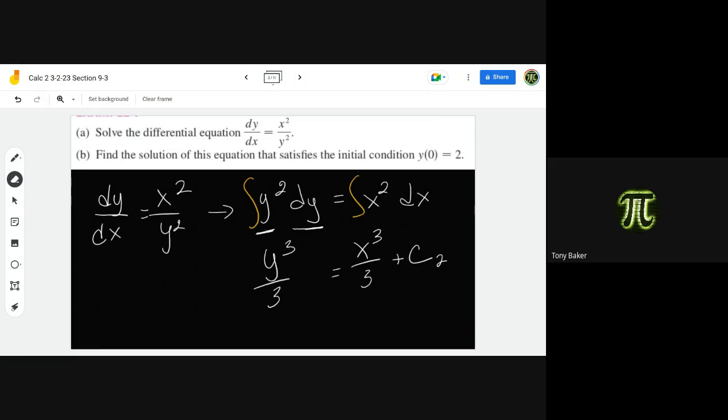All right, so are we good to that point? Yes? All right. Now, what we want to try to do, if you can, is to solve this problem for y. You want to get the y by itself. So I have y to the third over 3 equals x to the third over 3 plus c. What's the first thing you're going to do if I want to get the y by itself? Multiply everything by 3. So I get y to the third equals x to the third plus 3c.